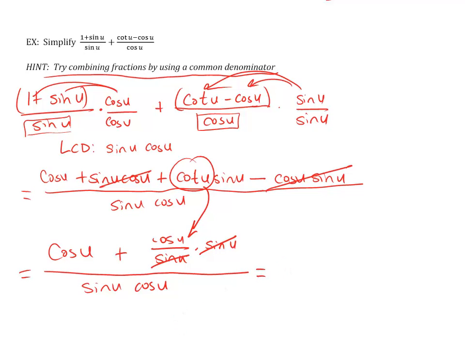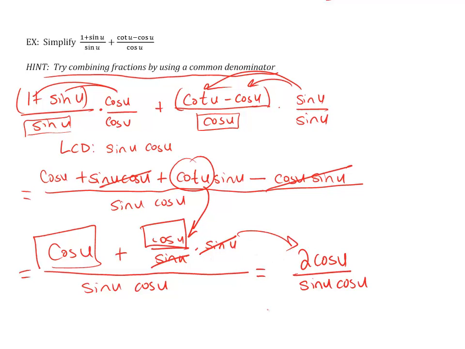So this gives me a cosine of u plus a cosine of u, which is 2 cosine of u over sine u cosine u. Right, because I just had a cosine here plus a cosine here, which gives me 2 cosines. And now the cosine on bottom cancels with the cosine on top, and this whole expression simplifies into 2 over sine of u. So for any given value of u, this is equal to 2 over sine of u. We were able to simplify it, and again the strategy was, let's find a common denominator and combine those fractions.